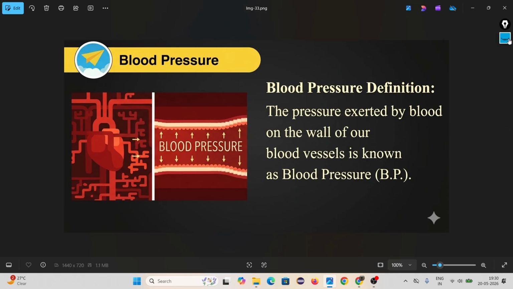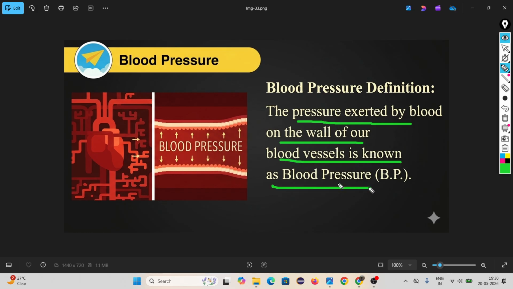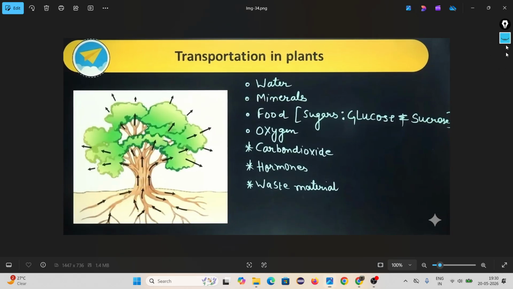Then come to blood pressure. There is a concept called blood pressure. The pressure exerted by blood on the wall of our blood vessels is known as blood pressure, short form BP. Remember.